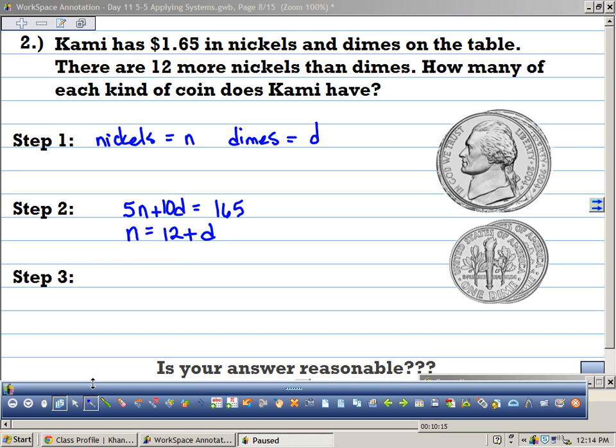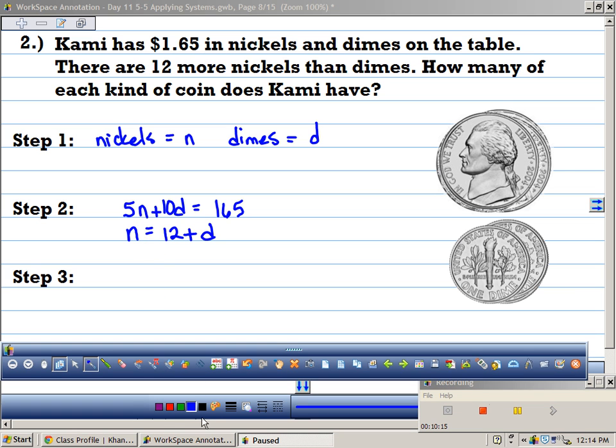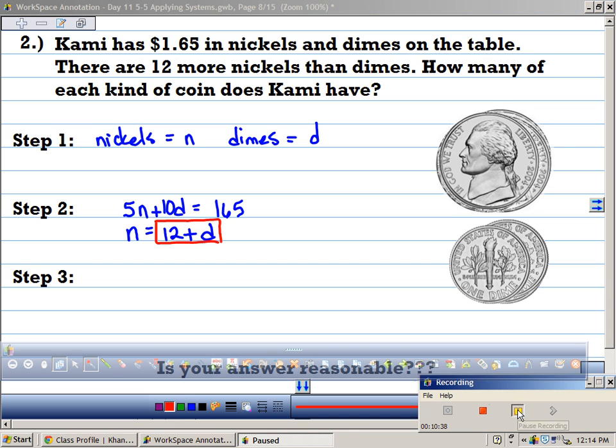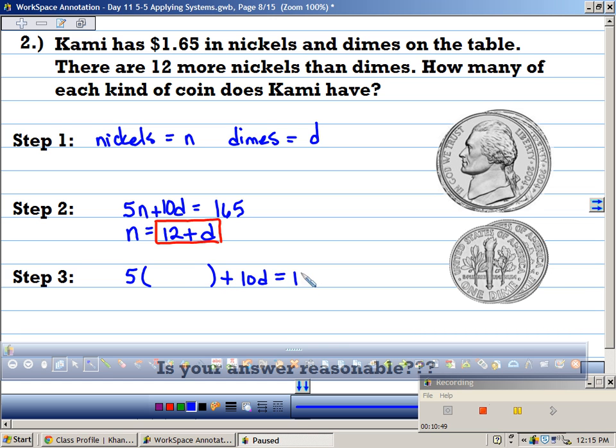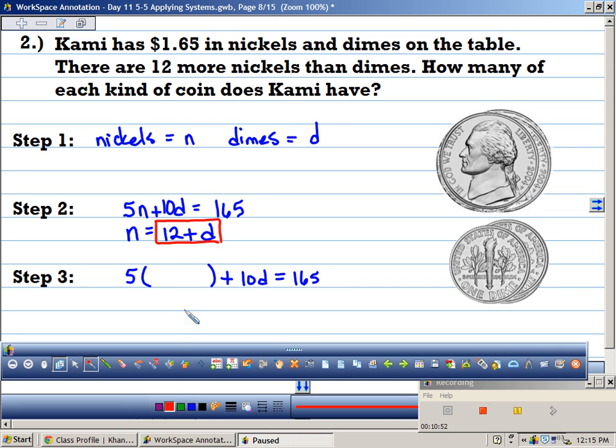Okay, so now I have two separate equations. So now I have a system of equations. So how could I solve for it? Good. So we're going to substitute. So anywhere I see a nickel, I'm going to substitute it for this value right here. Okay, so I'm going to rewrite the equation. 5n plus 10 dimes equals 165. And I'm going to substitute in here 12 plus D.